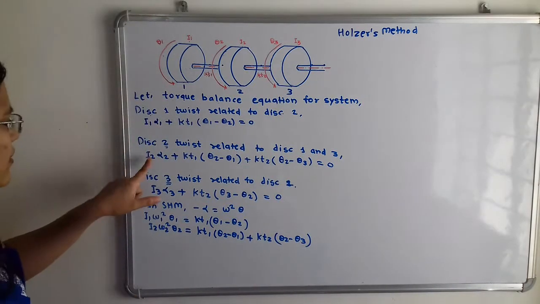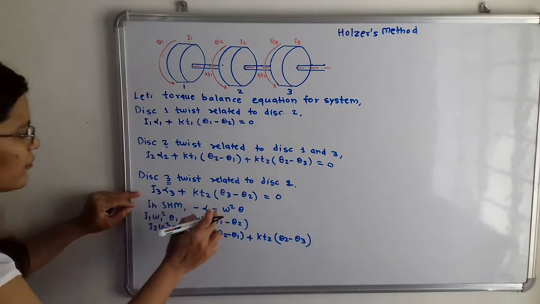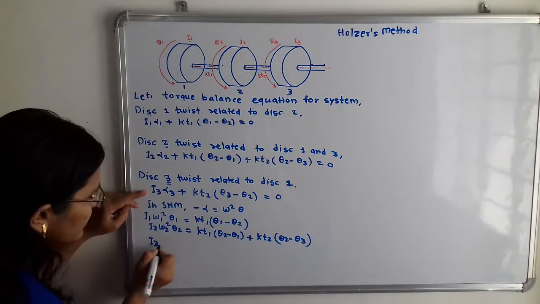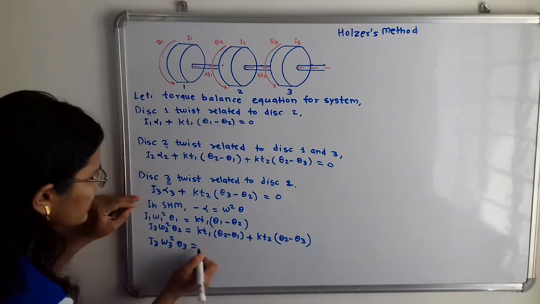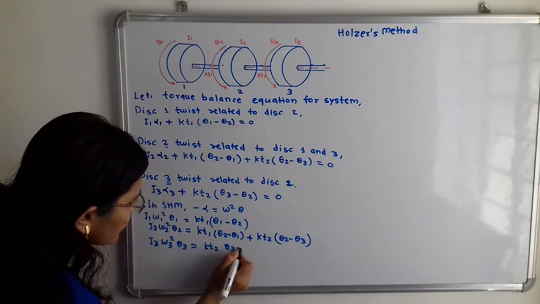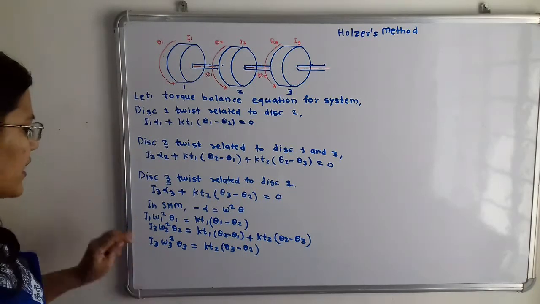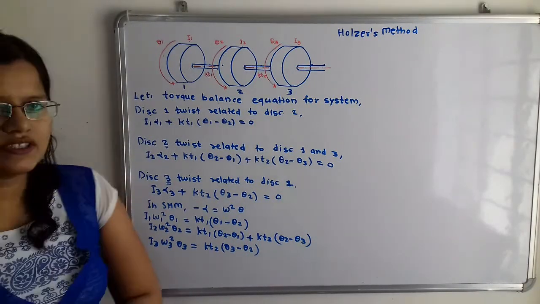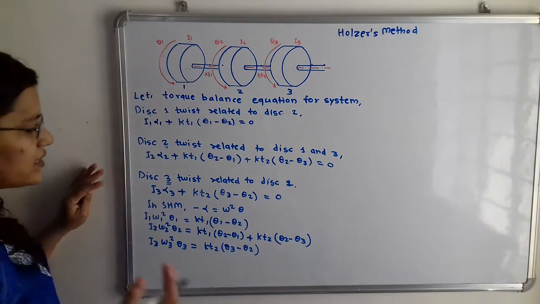Now again for I3 alpha3, instead of alpha3 we have to write I3 omega3 square theta3, which is equal to kt2 into theta3 minus theta2. So this is the equation, and these are the three equations. Now if we add these three equations, then what is happening?